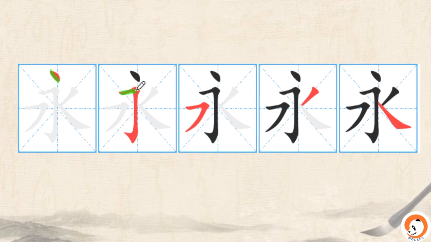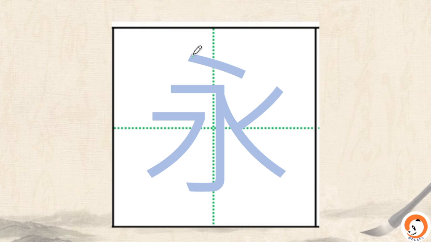1, 2, 3, 4, 5. Yong. Let's try again. 1, 2, 3, 4, 5. Five strokes.